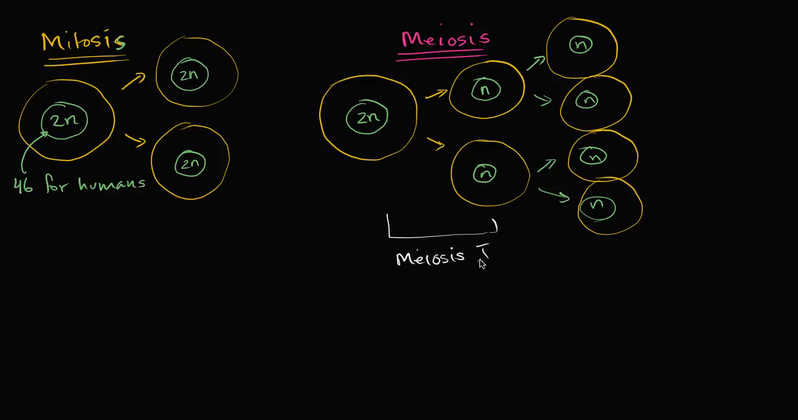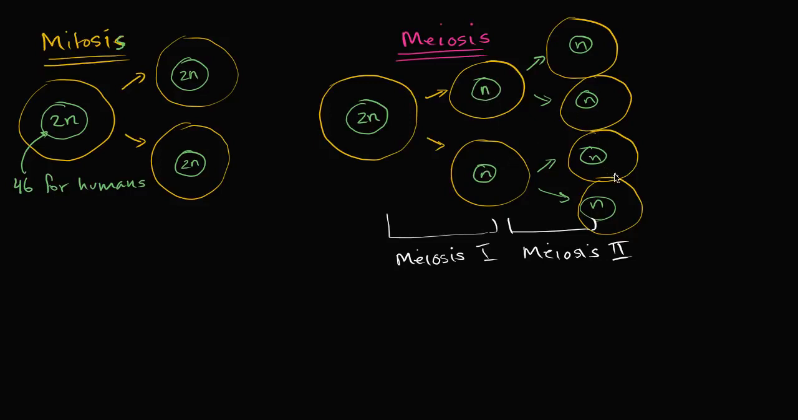In meiosis 1, you're essentially splitting the homologous pairs, and so this one might get some of the ones that you originally got from your father, and some of the ones that you originally got from your mother. They split randomly, but each homologous pair gets split up. And then this phase right over here is called meiosis 2. It's very similar to mitosis, except you're now dealing with cells that start off with the haploid number.